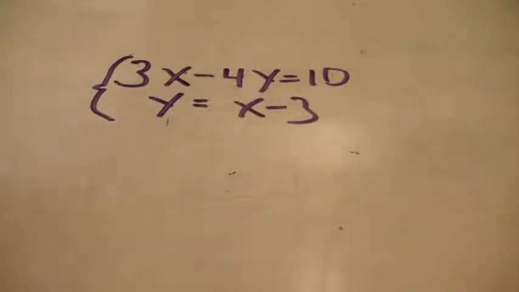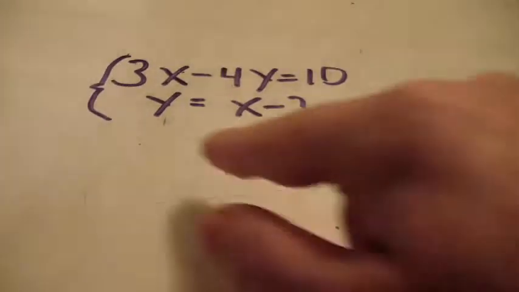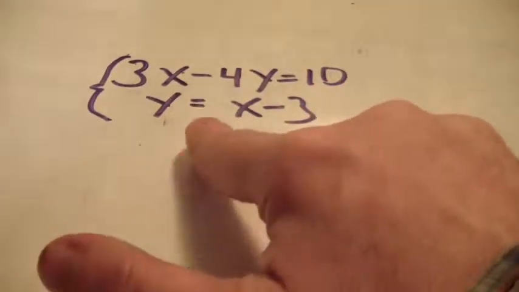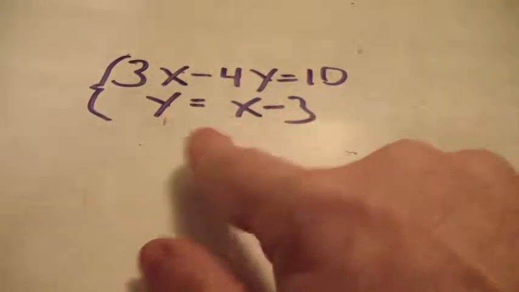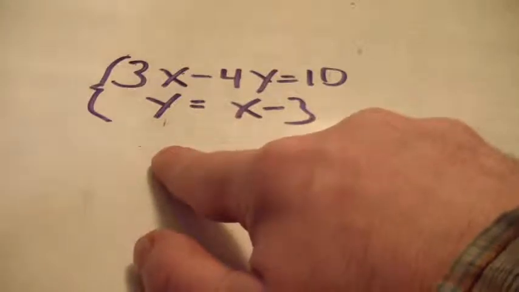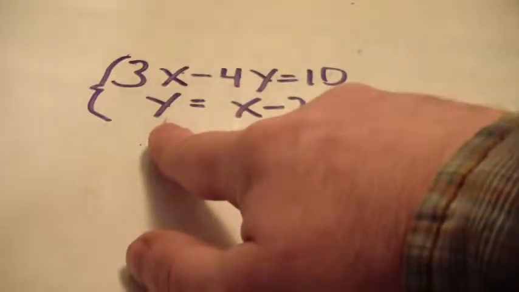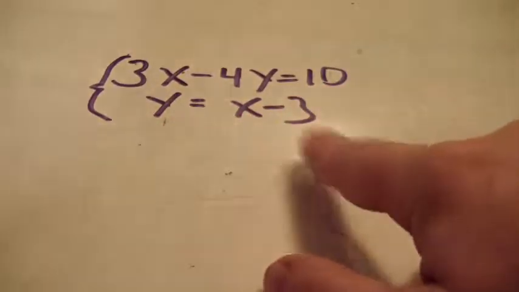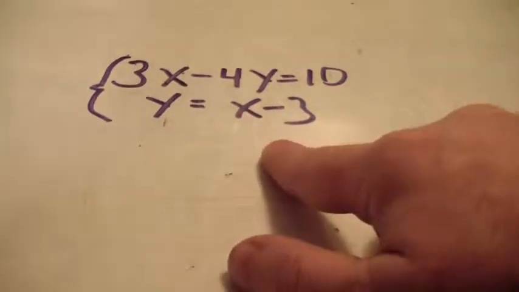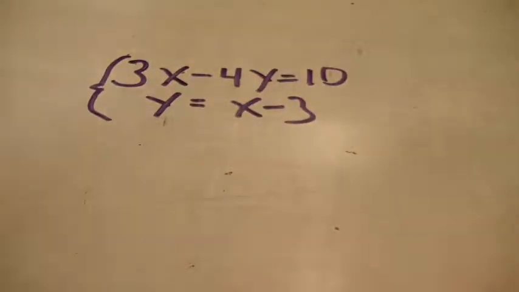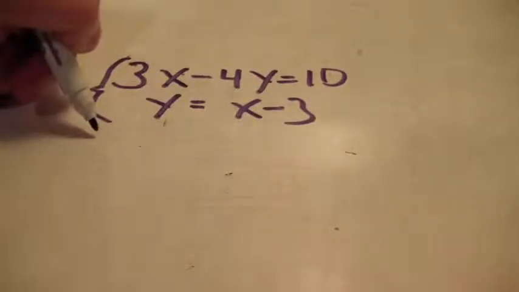First off, in this case, we already have it all sitting pretty for us. We have y equals x minus 3, so y is already isolated. So you simply take this y equals and you plug in the value over here. Let me show you what that looks like.